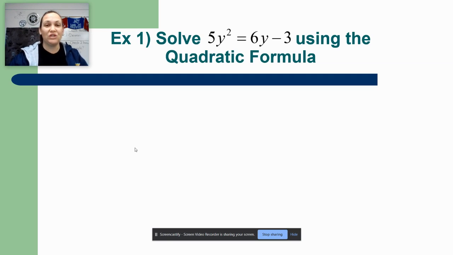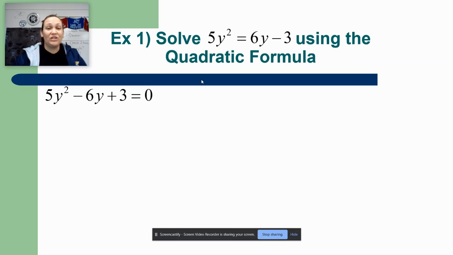The first thing you should do when you're solving using quadratic formula is make sure that your equation is set equal to 0. This equation is not. Now, I like to keep the y squared term positive, and so I will not be moving the 5y squared to the other side because I just like it when it's positive. It looks more normal to me. So I'm going to take the 6y and subtract it to the other side, and I'm going to take the -3 and add it to the other side. And so this is my new equation. And now that it's equal to 0, now I can use quadratic formula.